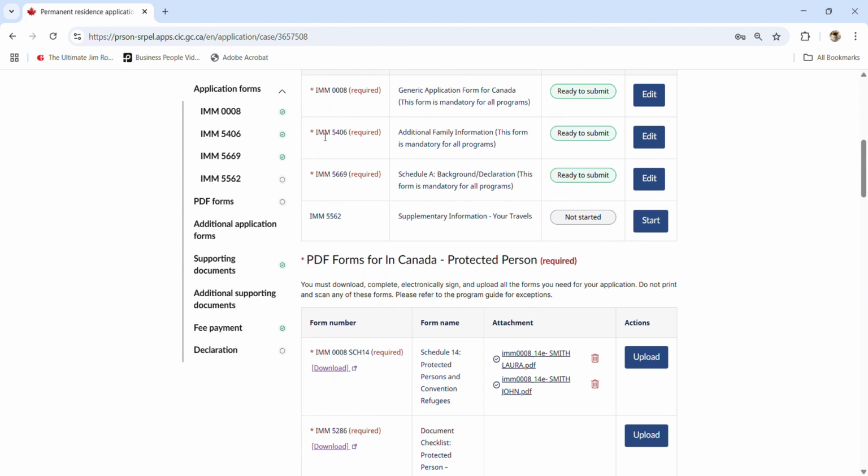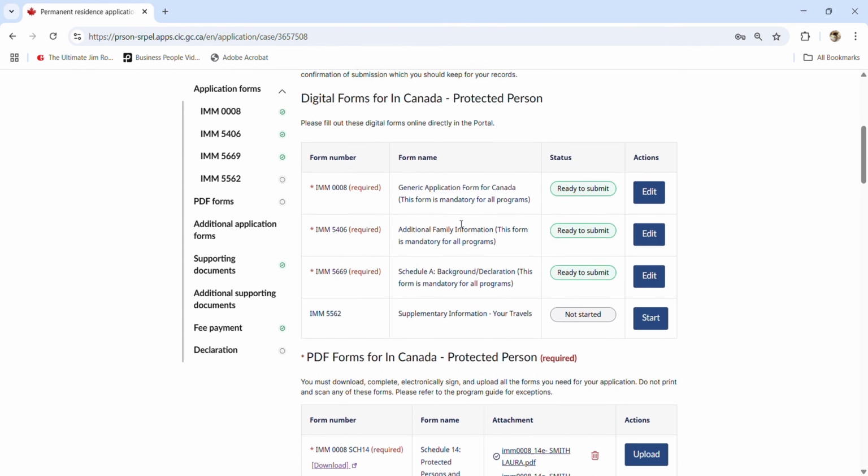In the next video, I will work on the form IMM 5562, that is the supplementary information for your travels. It is not a mandatory form because it doesn't have an asterisk in here. But if you have a travel history, then please do.